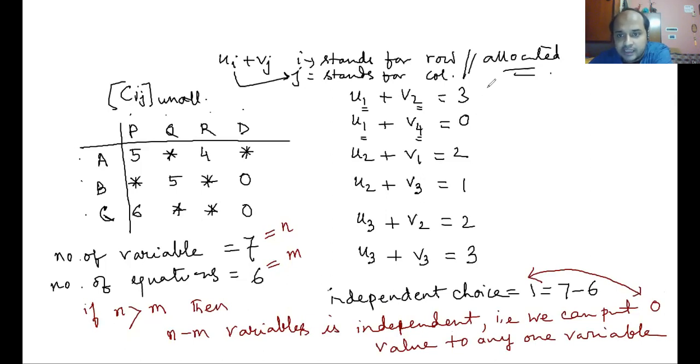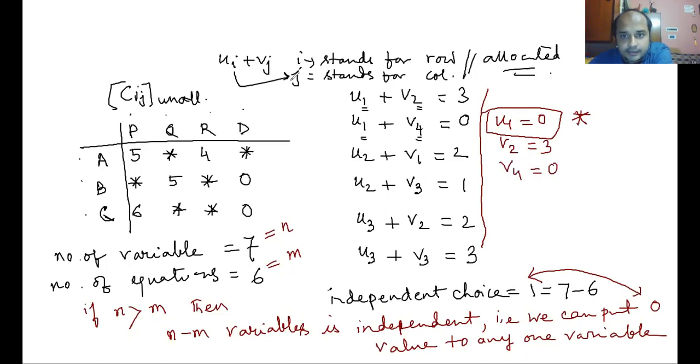Now you select a variable of your choice. Tell me, anybody. U1 equals 0. Achha, U1 equal to 0. If U1 equal to 0, then your V2 is 3. You put U1 equal to 0 over here. This is my independent choice. So if I put U1 equal to 0, V2 equal to 3, U1 equal to 0, that is your V4 equal to 0.